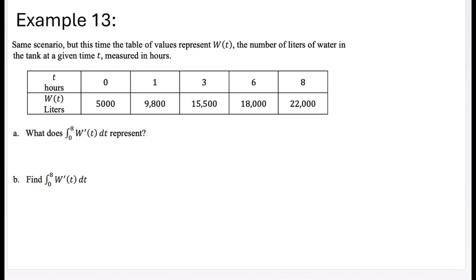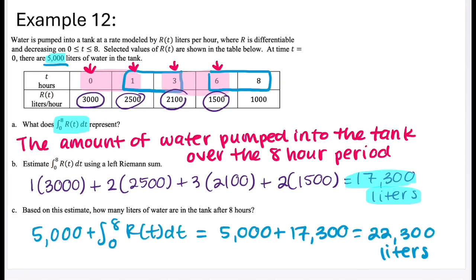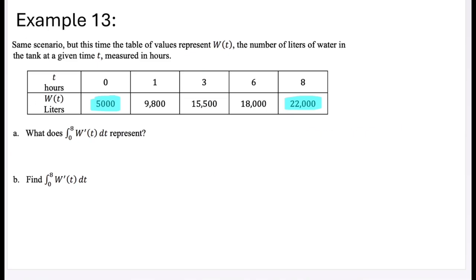Now, example 13, we're also talking about the same scenario. So still talking about water being pumped into a tank. But this time they give us the actual liter amount. So it still starts with 5,000 and we end with 22,000. So our estimate was a little bit off here based on the actual amounts that we see in the table. So it actually gives us the amount of water. So it actually gives us the liters. So it gives us W of t.